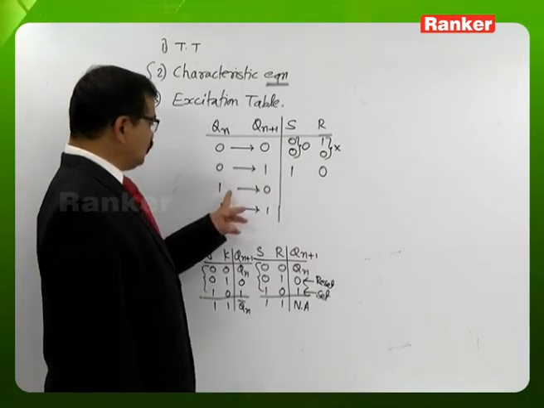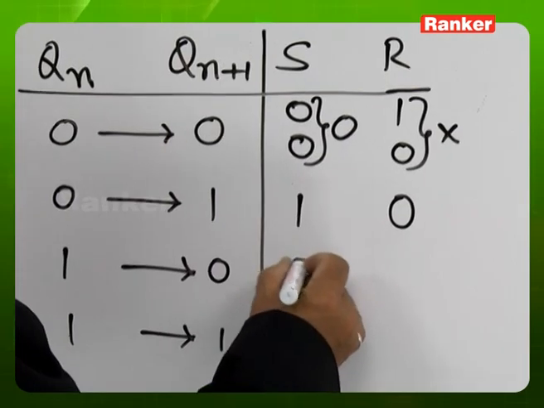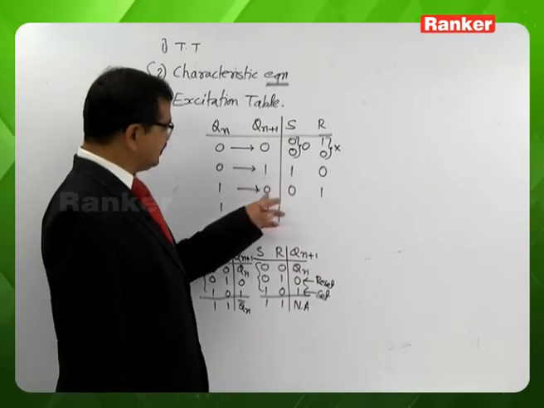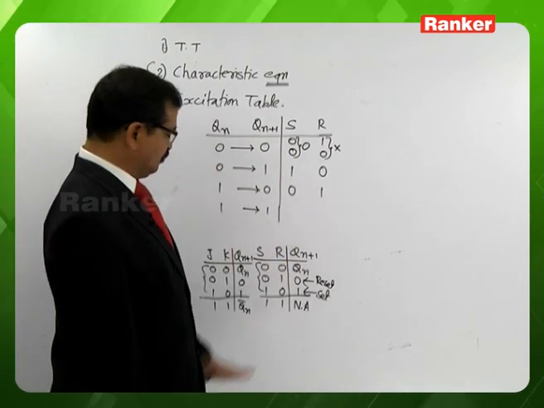And when we are talking about 1 to 0 transfer, to read the 0 output, S must be 0, R must be 1. Here also we are looking at the same problem. Next state is complement to the previous state. In the SR flip-flop, we do not have any such inputs.